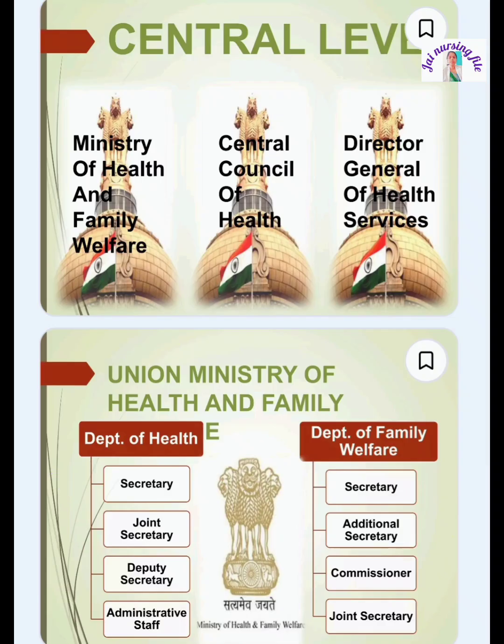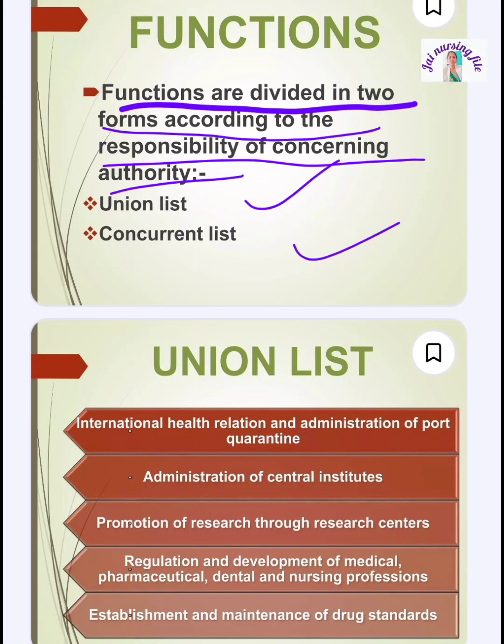Under Department of Health, you have Secretary, Joint Secretary, Deputy Secretary and Administrative Staff. And Department of Family Welfare, you have Secretary, Additional Secretary, Commissioner and then Joint Secretary. So this is about the Union Ministry of Health and Family Welfare. You have Department of Health and Department of Family Welfare. So the functions are divided into two forms according to the responsibility. So one is the union list and another one is the concurrent list.